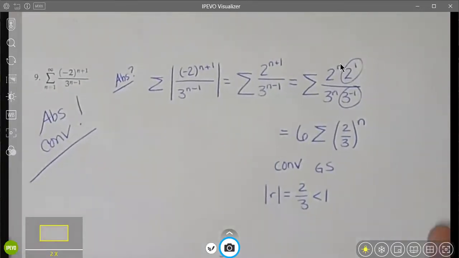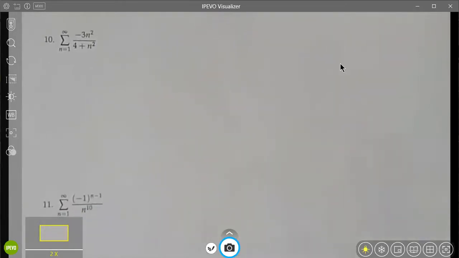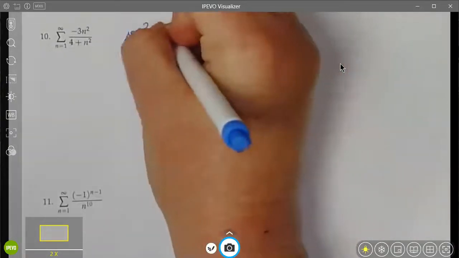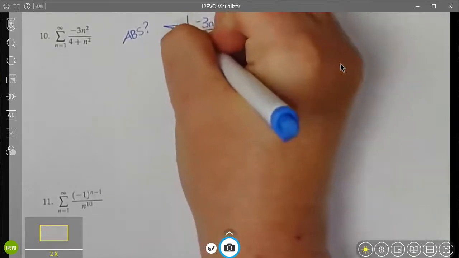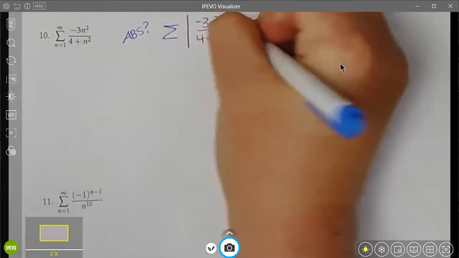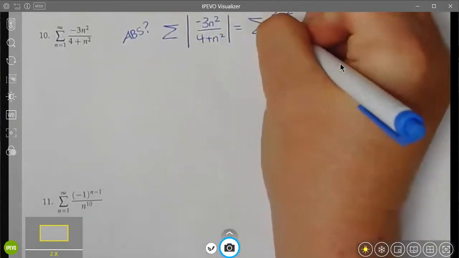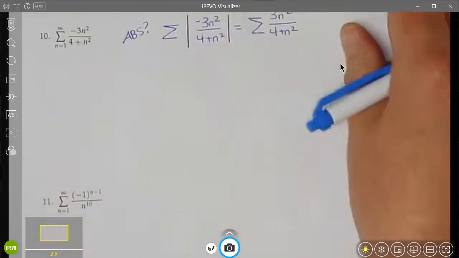And then let's take a look at number 10. So I have the series n equals 1 to infinity of -3n squared over 4 plus n squared. Again, we'll start out with the absolute value version for absolute convergence. So the series of the absolute value of -3n squared over 4 plus n squared. That gives me the series of 3n squared, so I got rid of that minus, over 4 plus n squared. This will always be positive over this domain from 1 to infinity.